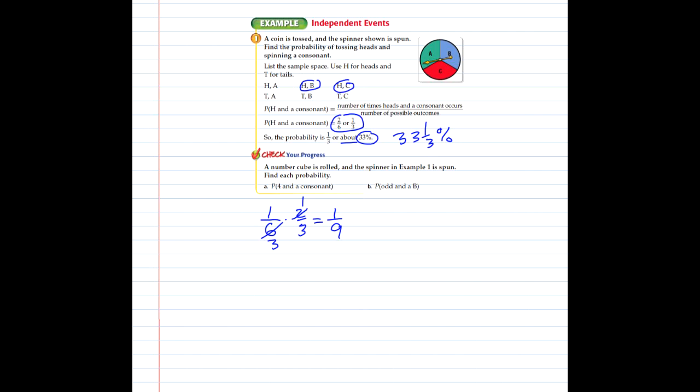In example B, an odd number on a number cube would be 1, 3, and 5. So that's 3 out of 6. 3 favorable out of 6 total. And we have 1 B out of 3 letters on the spinner. We simplify here and here before we multiply. And the probability of those 2 events occurring is 1 in 6.